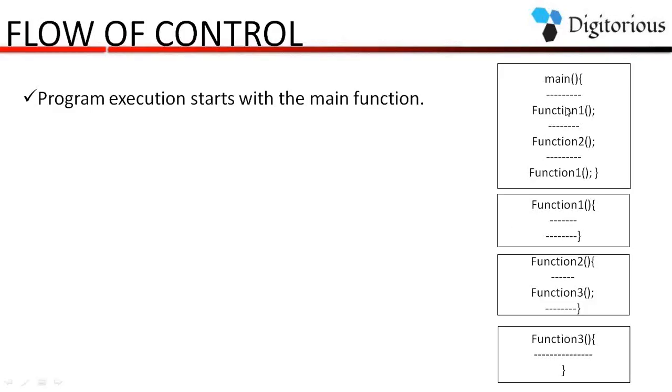For example, let's consider this example. As soon as the compiler encounters the main function, it will start executing the code of statements written inside this function. As soon as it encounters function 1 call, it will find function 1 call in the entire program, find the function 1, execute its definition, return its value back to the calling function, and again start proceeding inside the main function. Secondly, it encounters function 2.